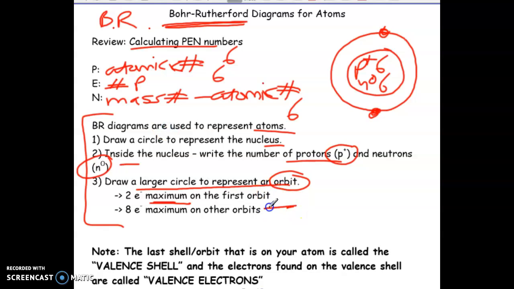Now, how many orbits you draw depends on how many electrons you have. But other than the first one, the rule is that every other orbit that we draw can hold a max of 8. Because we have 6 electrons in total to draw, and we've already drawn 2, that means we need 4 more.